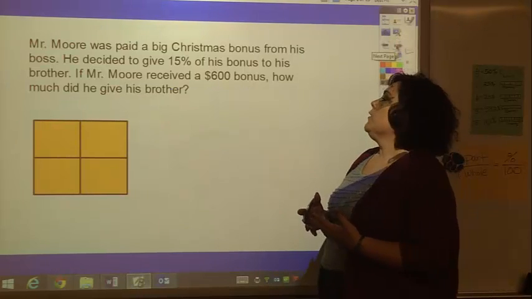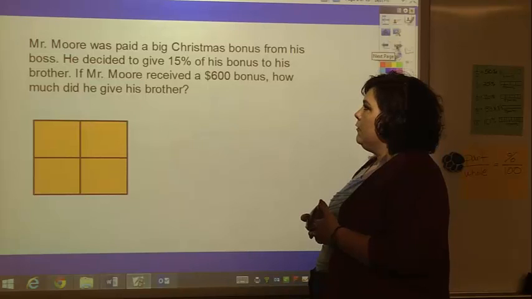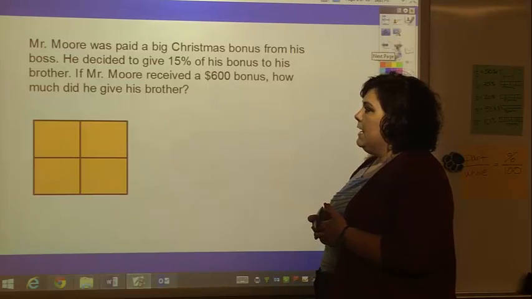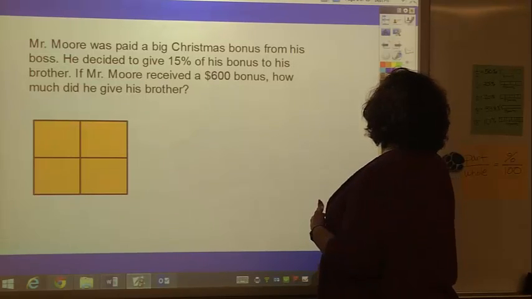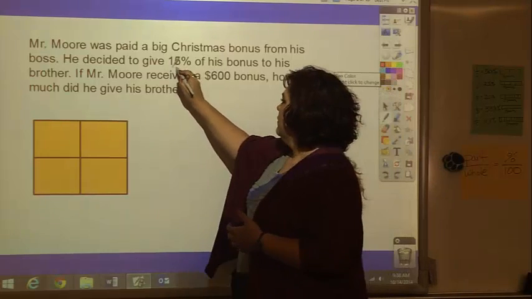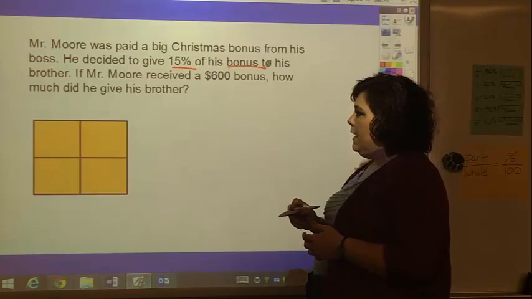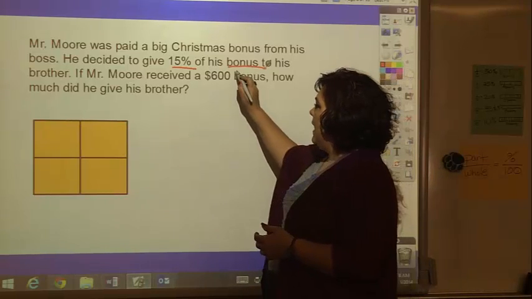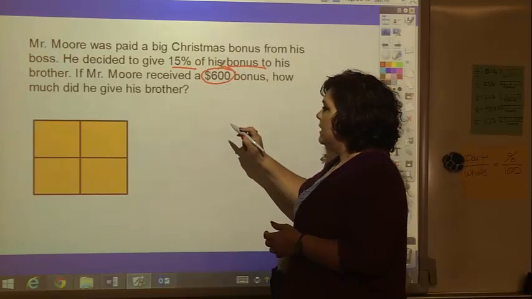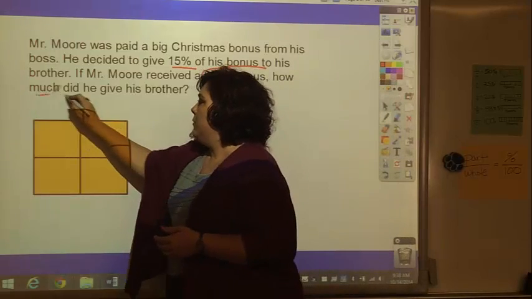So let's read it first. Mr. Moore was paid a big Christmas bonus from his boss. He decided to give 15% of his bonus to his brother. If Mr. Moore received a $600 bonus, how much did he give away to his brother?